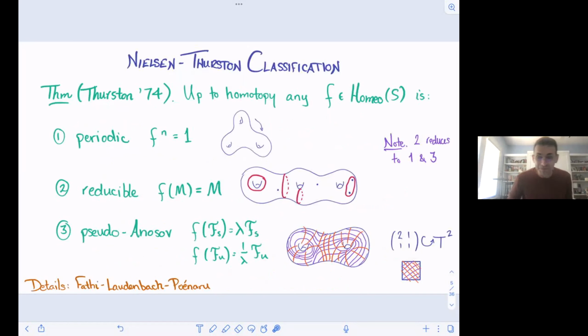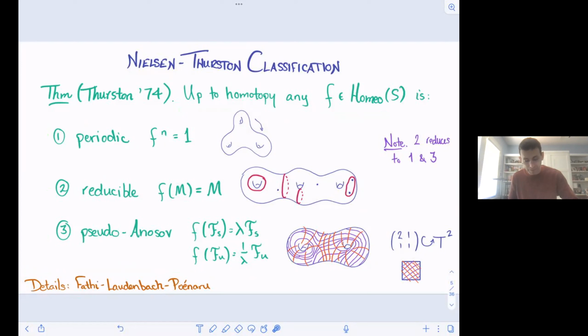Okay, here's the first theorem. It's due to Thurston. The details were actually published in a book called Travaux de Thurston sur les surfaces, which came a little bit later. But the theorem is due to Thurston, and it builds on work that Nielsen had done earlier in the century. So the theorem is, if you have a homeomorphism of a surface, then up to homotopy, meaning there's a homeomorphism homotopic to it, that's one of these three types.